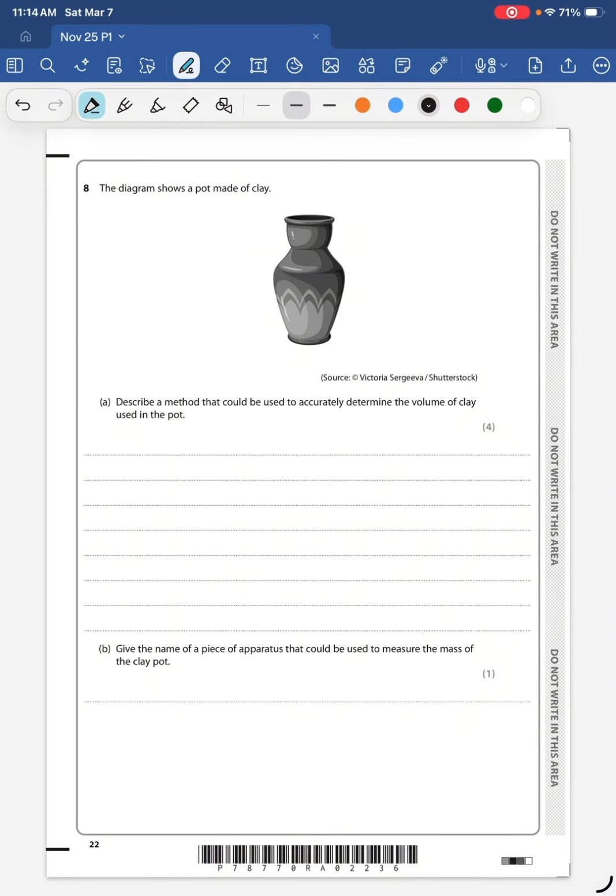All right, let's move on to question 8. The diagram shows a pot made of clay. Describe a method that could be used to accurately determine the volume of clay used in the pot. So you can use the displacement method, by submerging the pot in water.